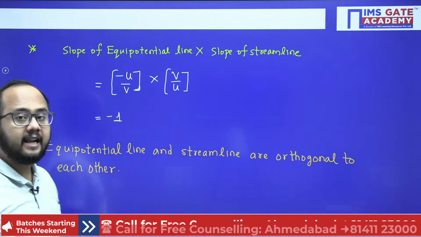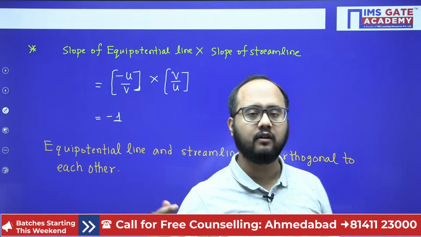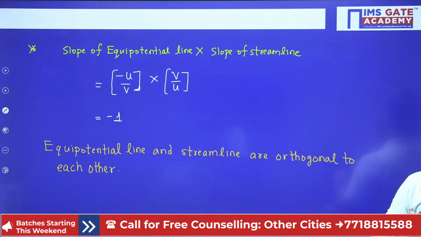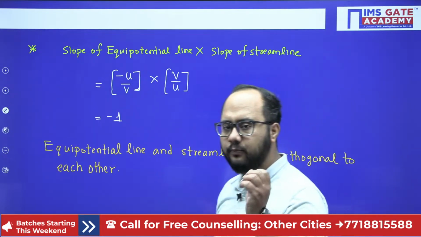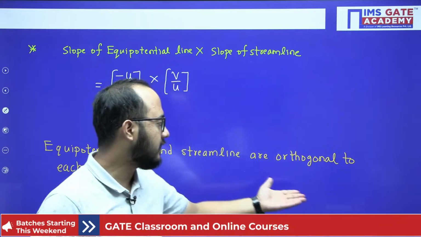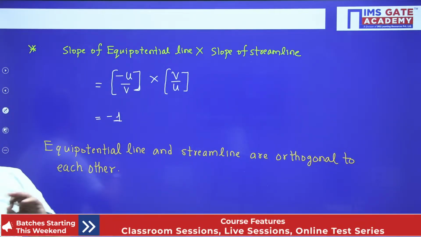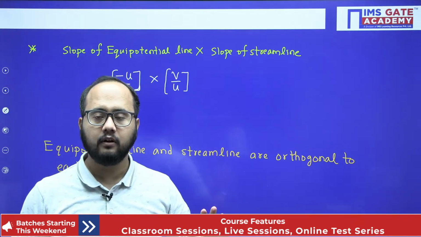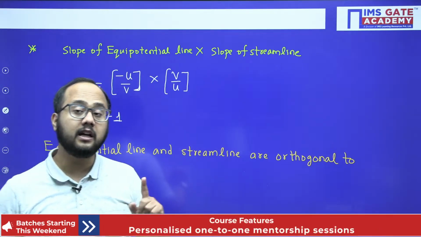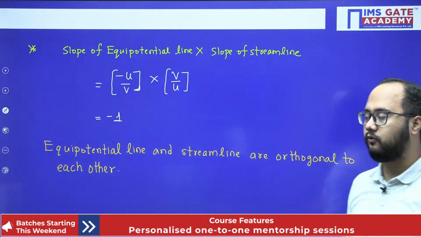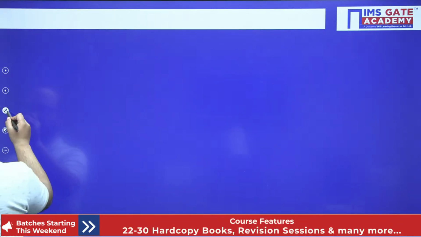But at the stagnation point, the velocity is 0, so it will not be valid at the stagnation point. That is a very basic thing. A stagnation point is that point at which the velocity of flow is 0. So this point is valid whenever there is no stagnation point. Otherwise, it is applicable for all fluid flows. But it should be steady, incompressible, and irrotational flow only.